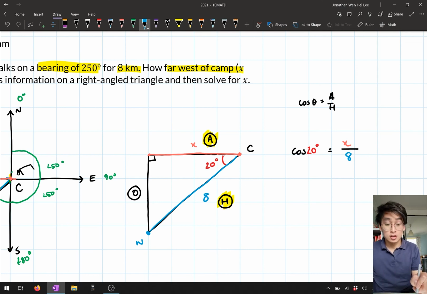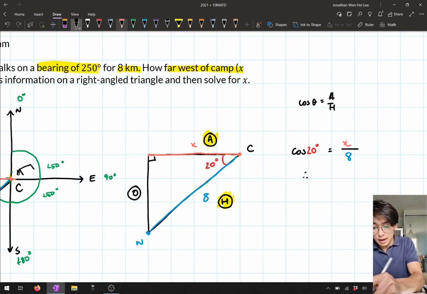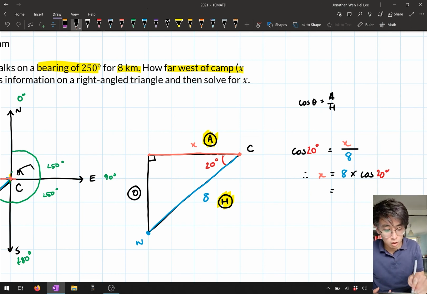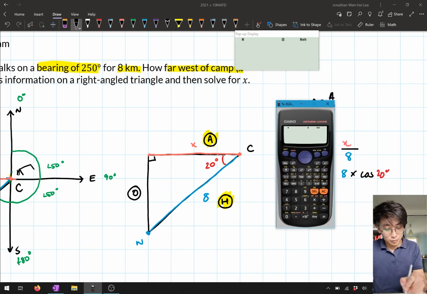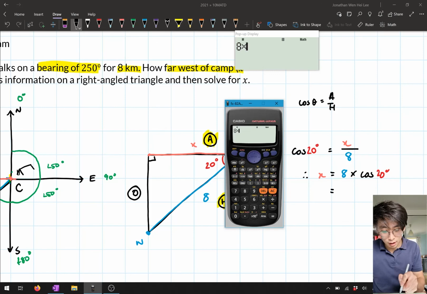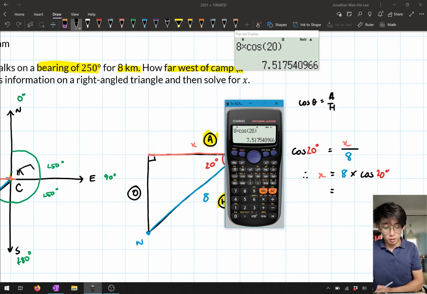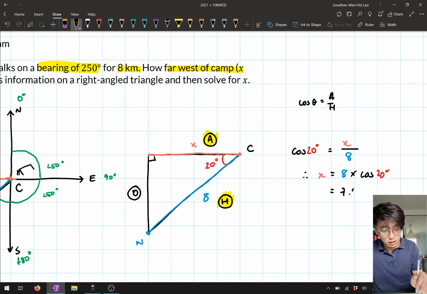Now, x is at the top, so my numerator. So to solve for this, x is going to be equal to 8 times cos 20 degrees. If I want to find how far west the walker is, all I need to do is put this in the calculator. 8 times cos 20 degrees gives me 7.51 or 7.52 kilometers.